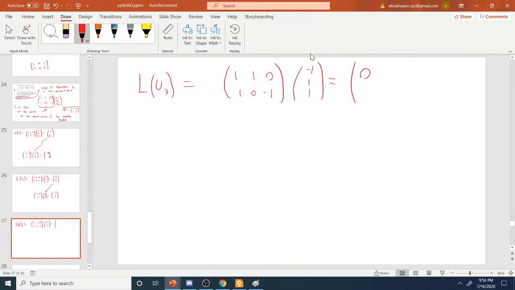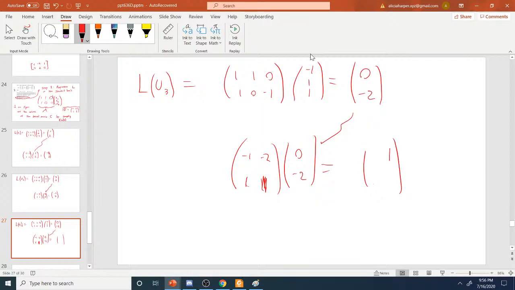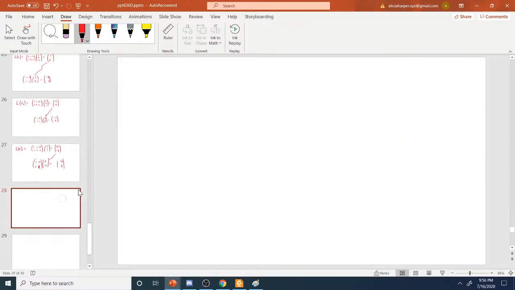So this will be 0 in the first component, negative 2 in the second component. So I'm going to take that, and I'm going to multiply it by the matrix B inverse. So negative 1, negative 2, 1, 1. And this just ends up being positive 4, negative 2. So now I have all the data needed to assemble my matrix.